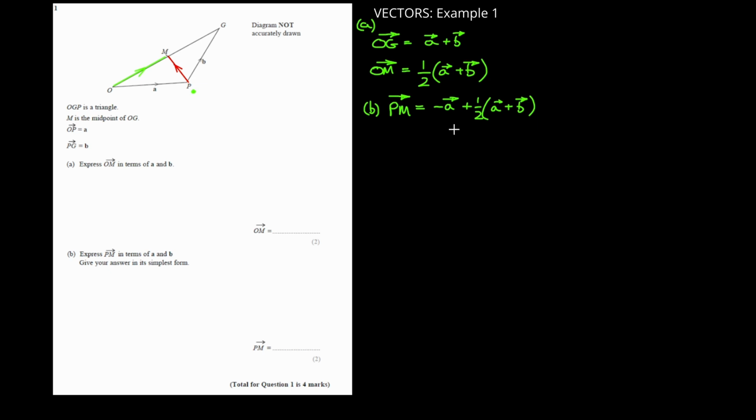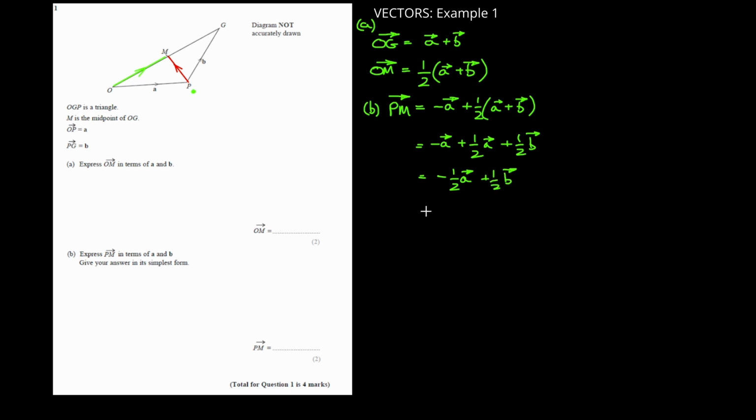Now, just like in algebra, the A vectors will simplify, but they won't mix with the B vectors. So let me split that bracket apart, and then we can simplify. So this is plus a half A plus a half B. Well, the A's will combine, so this will be negative a half A plus a half B.